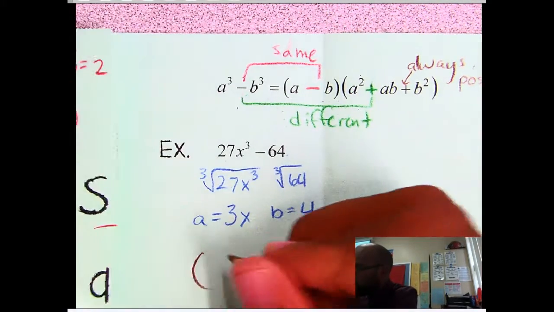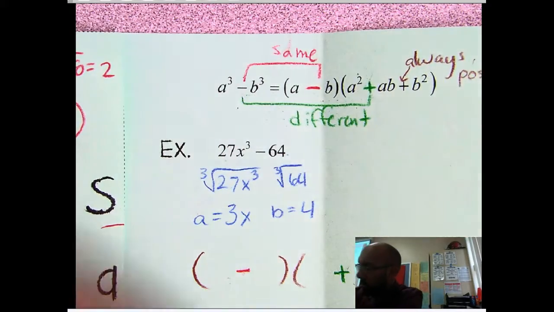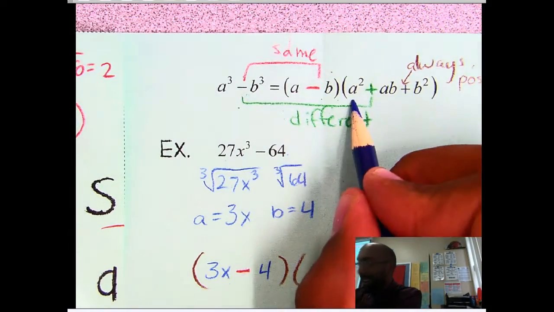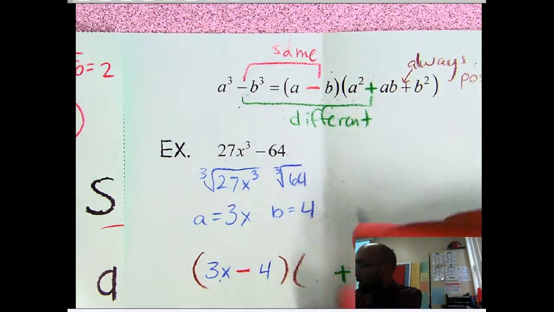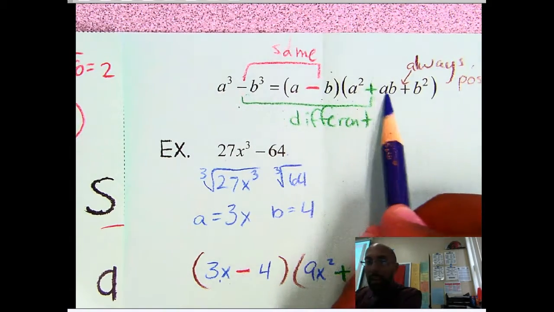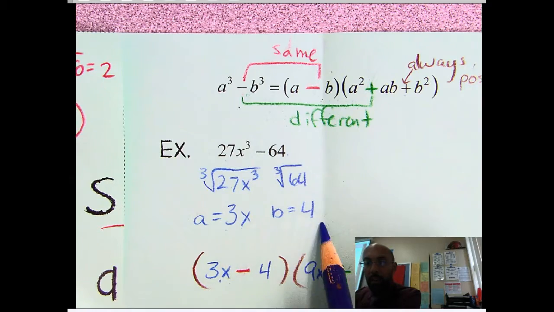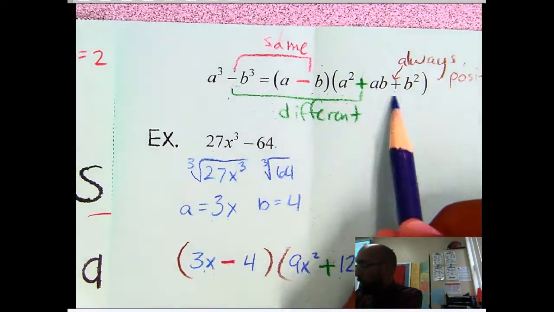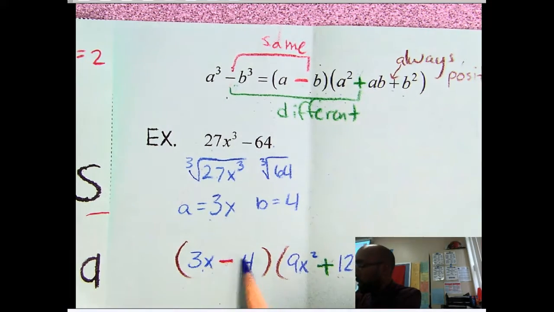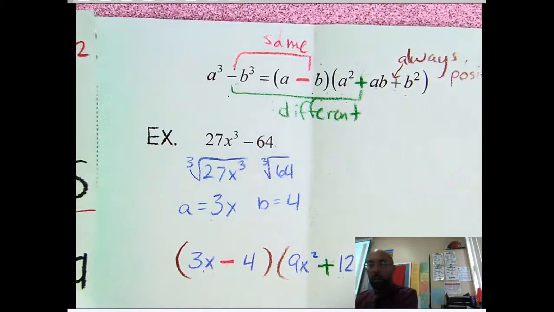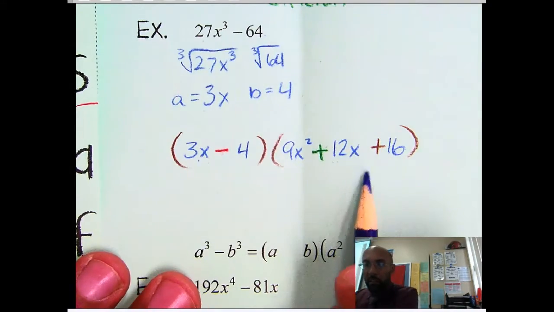Then here you're going to bring down that 3x, and then minus 4. The first one in the trinomial again is a squared, so 3x squared is 9x squared. The next one is a times b, so 3x times 4, which would be 12x. And then the last one is b squared, which is 4 squared, so 16. Again, you can try to see if you can factor that.